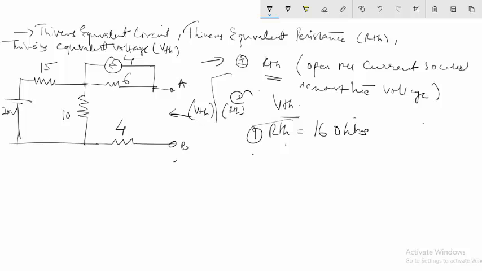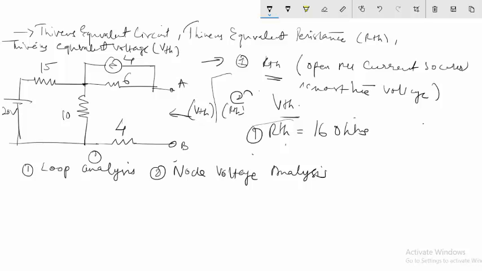To find the VTH in this circuit, for the specific case, I will first use a loop analysis, and then I will use a node voltage analysis. So first I will use a loop analysis. I will assign a loop current I1 to this, and I will assign a loop current to this, but there is no need to assign since this is open, and I will assign a loop current I3 to this.